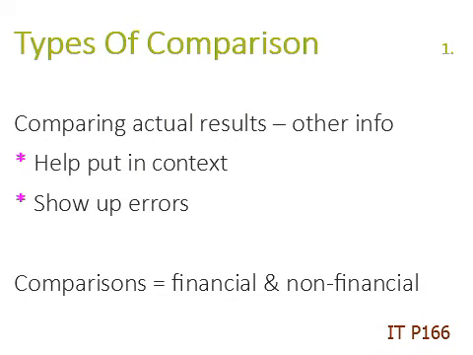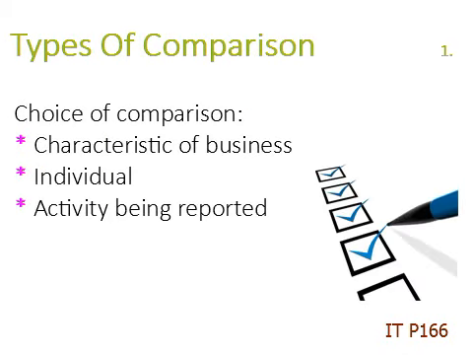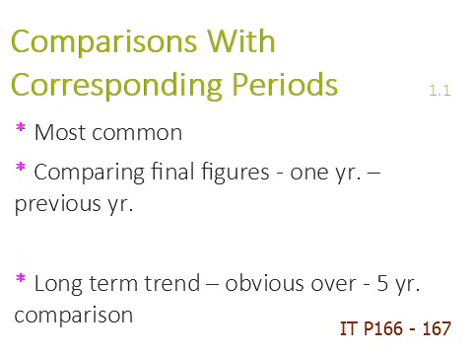1. By comparing the actual results with other information, it helps to put the actual information in context, and it may show up errors. Comparisons can be financial and non-financial. The choice of the comparison that is used depends on the characteristic of the business, the individual, and the activity being reported. The most common comparison is when one year's final figures are compared with the previous year's final figures.